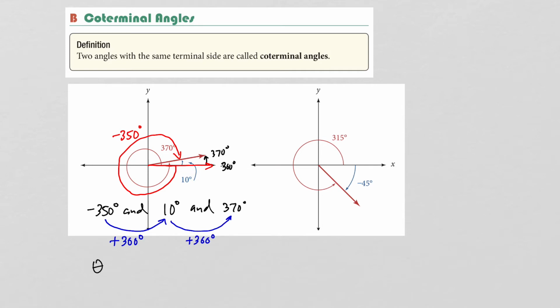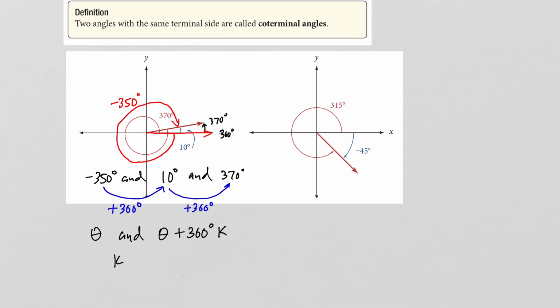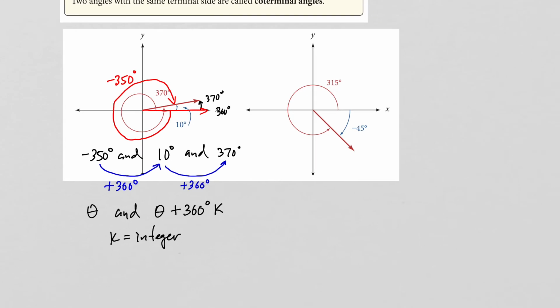So if I have an angle theta, the angle theta plus 360 degrees multiplied by k, where k is an integer, these angles are coterminal angles. And it doesn't matter if k is positive or negative, because if k is positive, that means you're adding multiples of 360 degrees to your angle. If k is negative, that means you're subtracting 360 degrees.